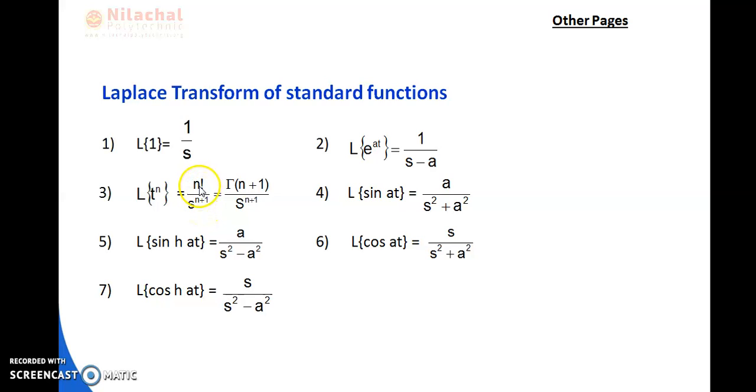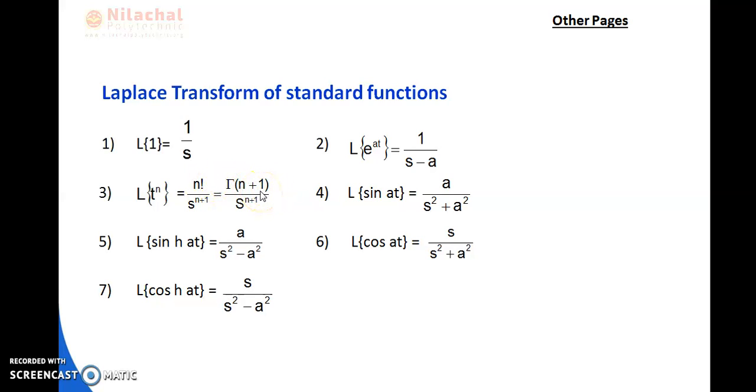Clear? So whenever n is an integer, you write n factorial by s to the power n plus 1. But when n is any fraction, suppose 1 by 2, 1 by 3, like this, you have to convert this n factorial as gamma of n plus 1, because we know the factorial of a fraction cannot be obtained. Negative value of factorial cannot be obtained. Only a positive integer should be written in n factorial. So if n is a fraction, you have to convert it as gamma of n plus 1.